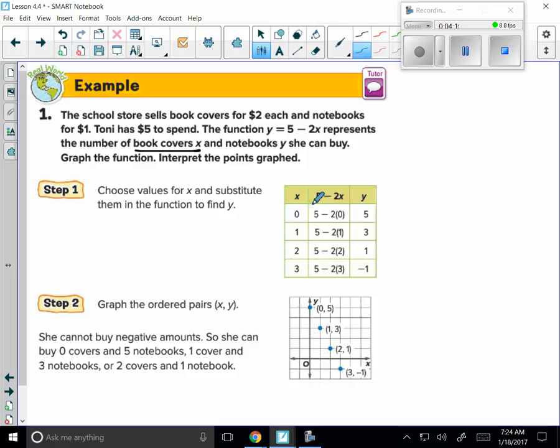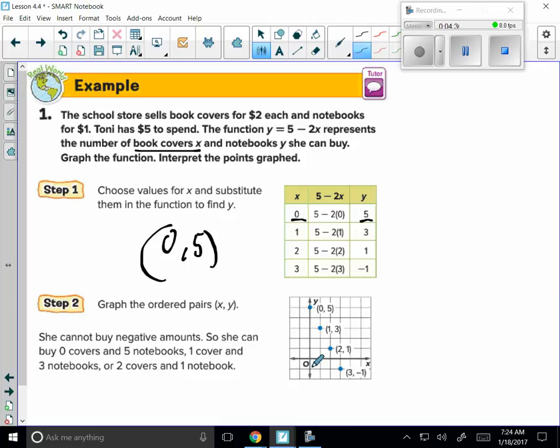And the rule, which is the equation, 5 minus 2x, everything is plugged in here. And then over here we have our output y. So if we want ordered pairs, the first ordered pair would be (0, 5). How did I get (0, 5)? Well, if you look right here, my x value is 0, my y value is 5.